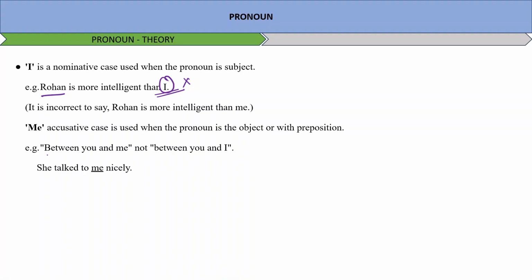She talked to me nicely. She talked to me nicely. She is the subject, me is the object. So you don't have to specify I everywhere. When you specify I, make sure that you are being used as a subject.